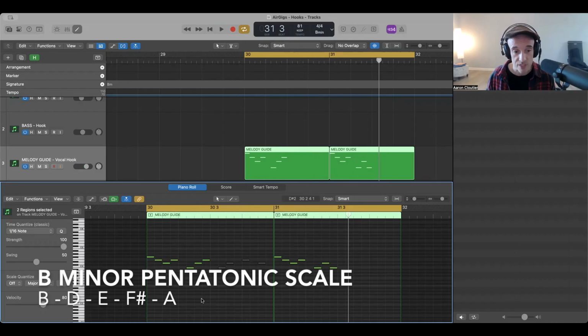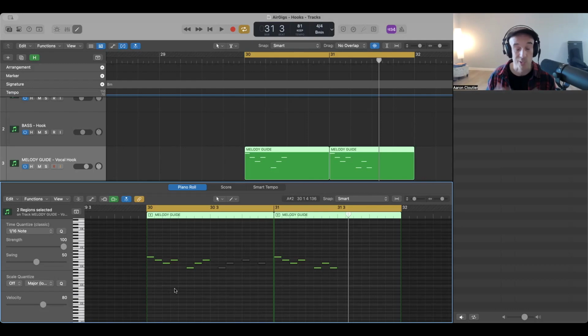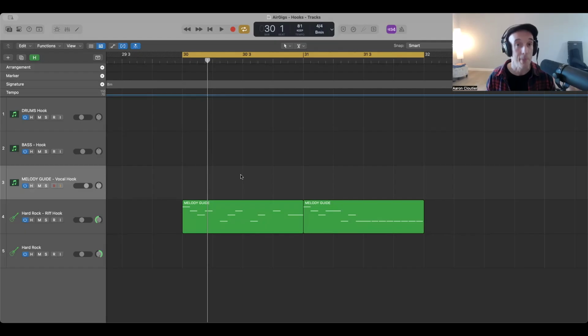And all of these notes can be found in the B minor pentatonic scale. That's all I did. So I just chose 4 out of the 5 notes, and there's my melody. Okay, so let's talk about guitar next. Let's talk about guitar-based hooks.